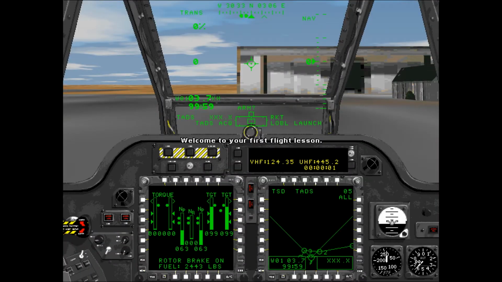Welcome to your first flight lesson. In this lesson, we will cover all the basics of helicopter flight. First, I will teach you about the controls. There are 4 control inputs to a helicopter.